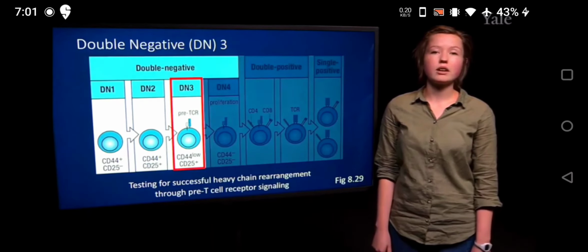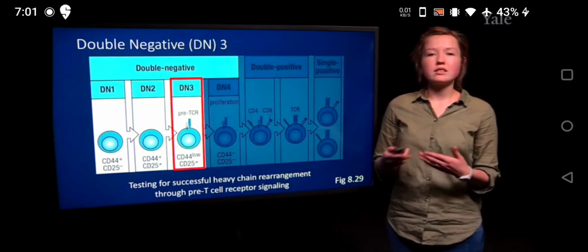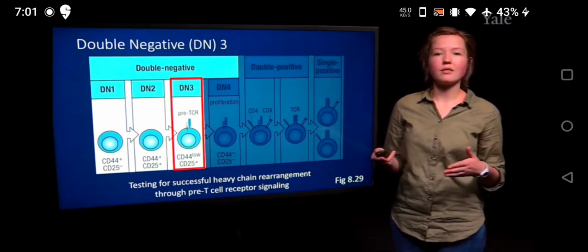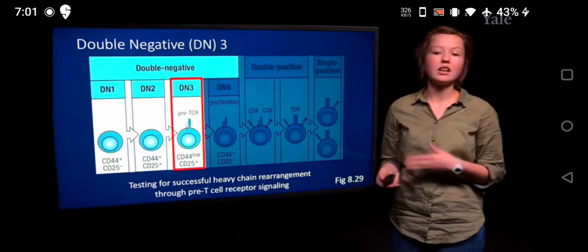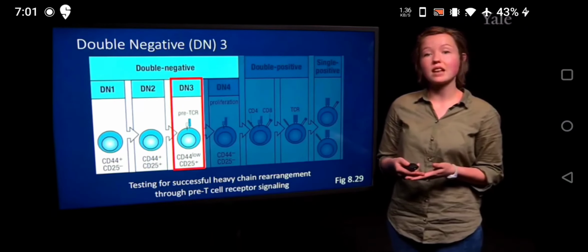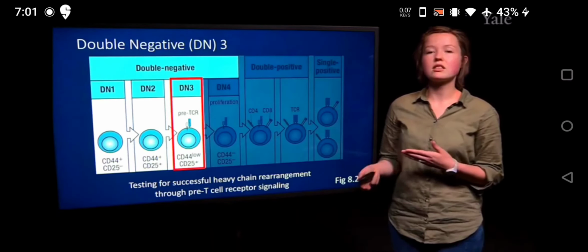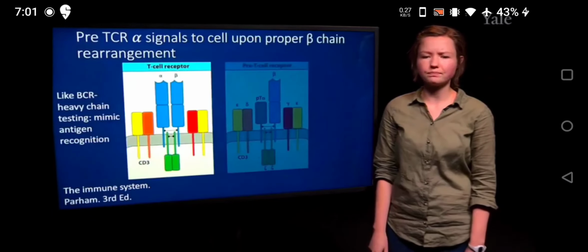This is when we move on to the DN3 stage, which is very similar to the pre-B cell stage, in which we have a pre-T cell receptor that's expressed. And this is necessary to tell us that there is a successful beta chain, to signal to the cell that it can move on because the beta chain has rearranged successfully.